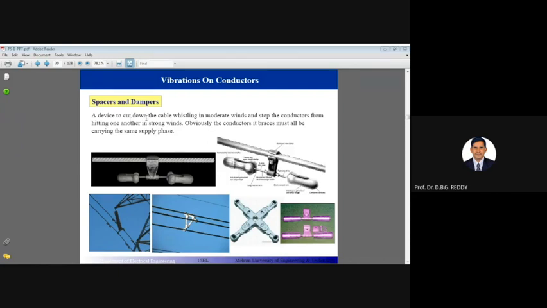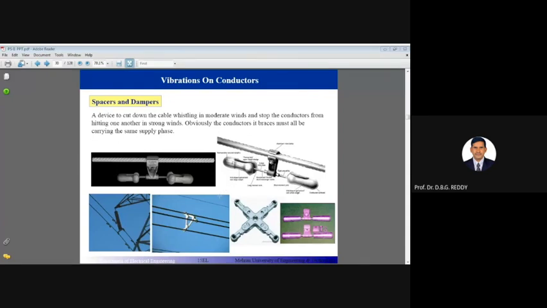Vibration on conductor. A device cuts down the cable movement in moderate wind and stops the conductors from hitting each other in strong winds. Obviously, the conductor bundle must all carry the same supply. Why? Because it is a costly system. Once the transmission structures are erected, the lifespan is 40 to 50 years. So for that we have to use many measures for controlling the vibrations, to minimize the disturbances in the transmission system. These are all very, very important.